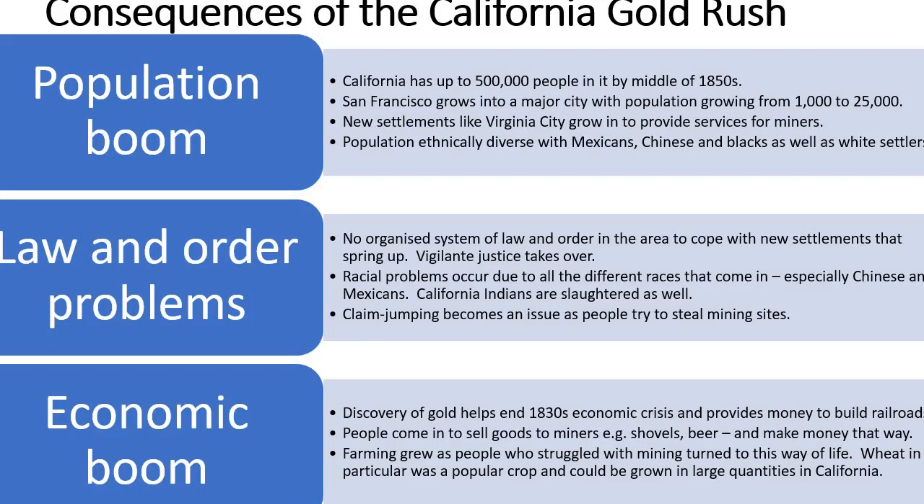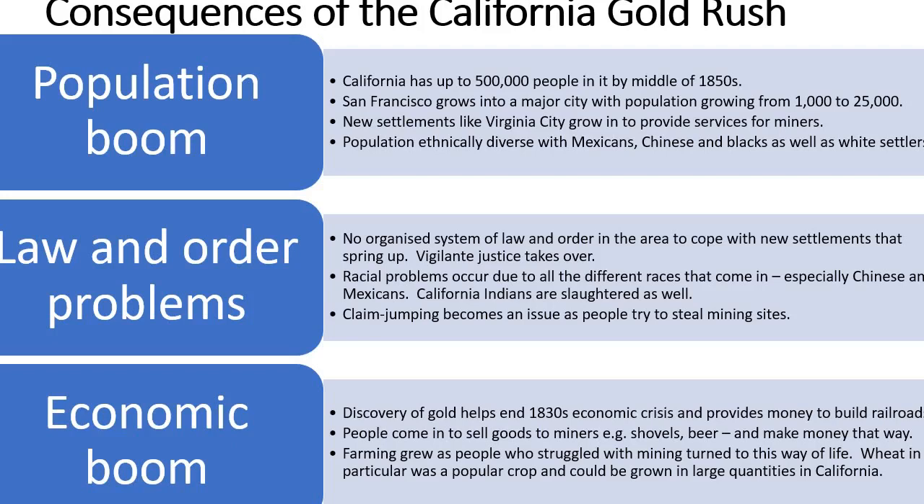And of course, that then links on to the second consequence, which is the significant law and order problems. Racial violence is a big issue. Chinese and Mexicans suffer persecution from white settlers. There's the slaughter of the California Indians that I mentioned as well. And of course, you have no organized law and order system. Vigilante justice takes over. And we also get problems particular to mining. So claim jumping, for example. People try to steal mining sites from each other.